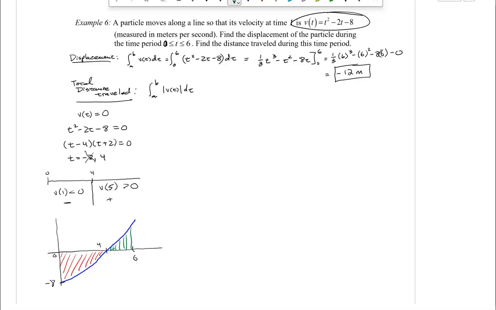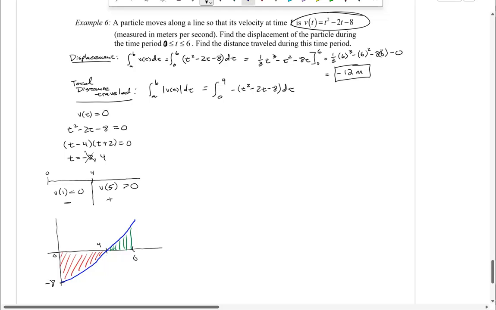But now, in order to find the total distance traveled, we need to find the red area and make that a positive value, because it's distance traveled in the negative direction. We just want the distance. So the way we're going to do this is take our integral and integrate from 0 to 4, right? That's the red region. When we integrate from 0 to 4, we're going to take the negative of t squared minus 2t minus 8 dt.